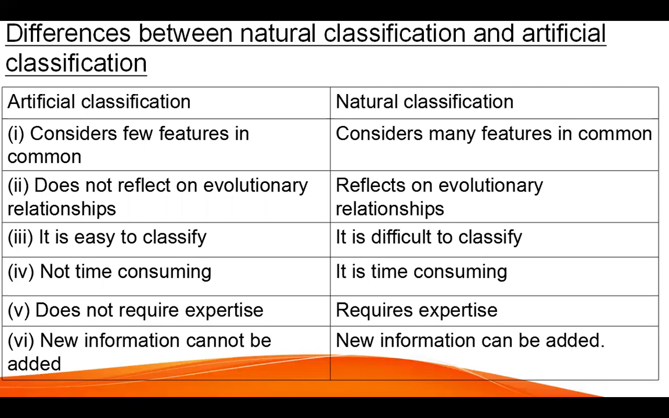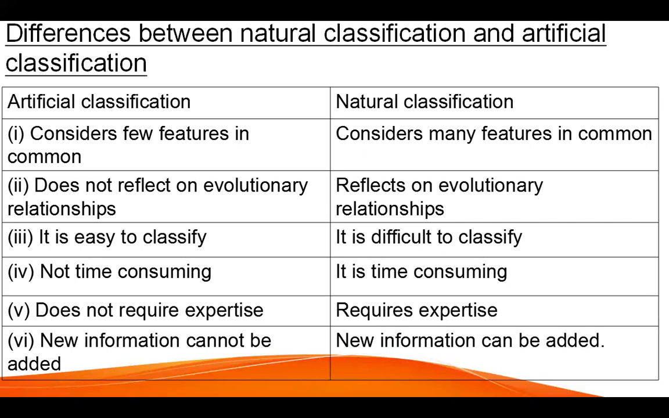The third one is that it is easy to do artificial classification since anyone can do it and it only observes the external features, while natural classification is difficult since it needs a little bit of time to observe both the internal and external features. The fourth one is that artificial classification is not that time consuming as a person can go through the observable features very quickly, while natural classification requires time, so it is time consuming as a person has to go through both the internal and the external features. The fifth one is that it doesn't require expertise in terms of artificial classification, while the natural requires this expertise.